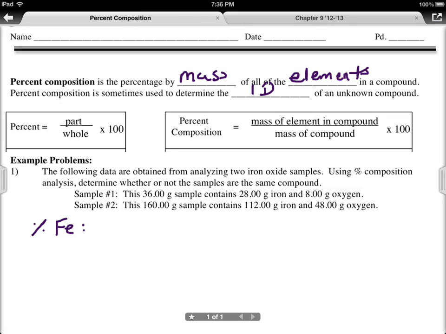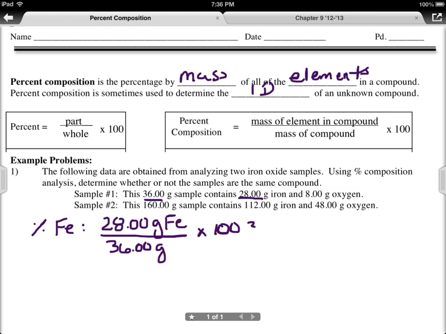So for sample number 1, I'm just going to take the mass of the iron, which is 28 grams, and I'm going to divide that by the mass of the whole sample, which is 36 grams. And I'm just going to multiply that by 100, and that gives me a percentage of 77.78%. And that's percent iron.